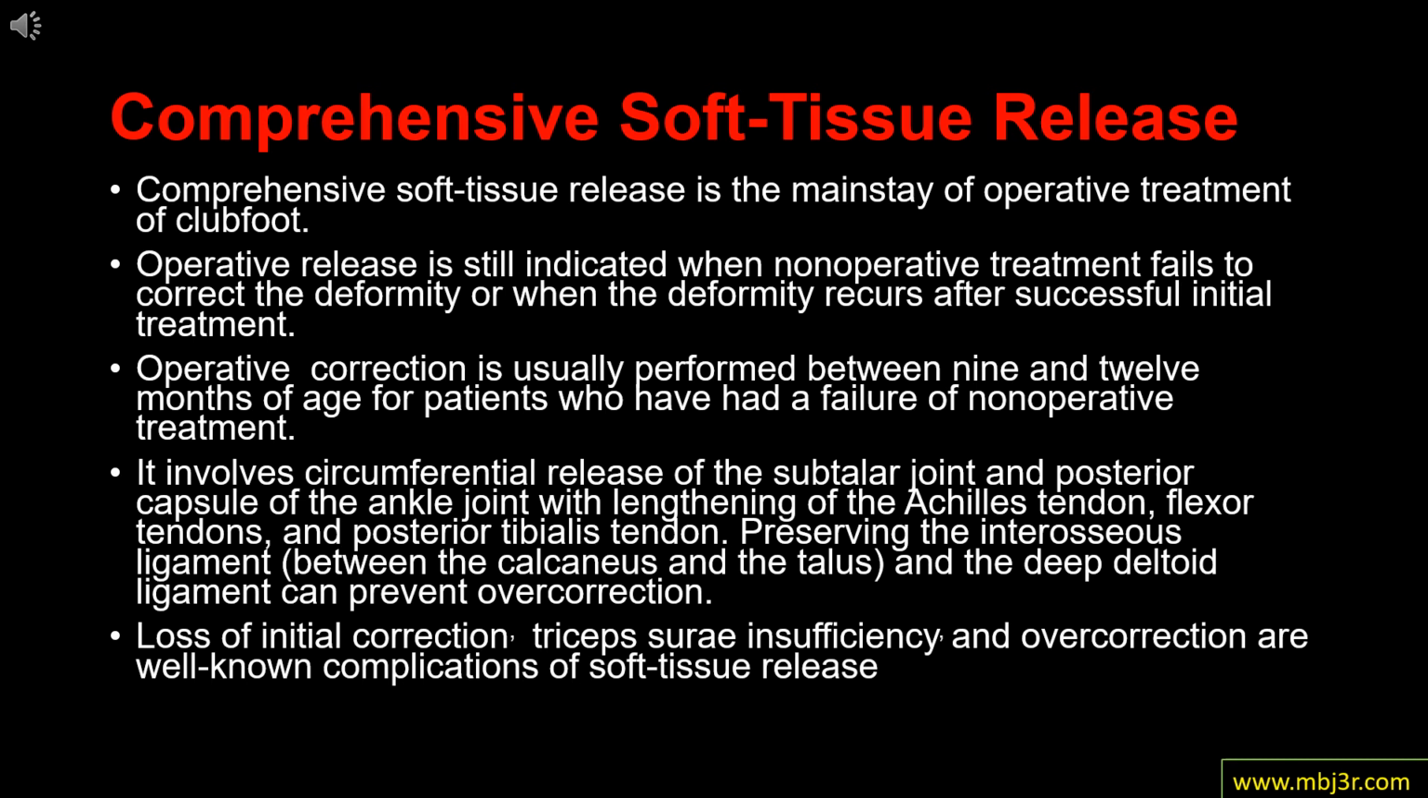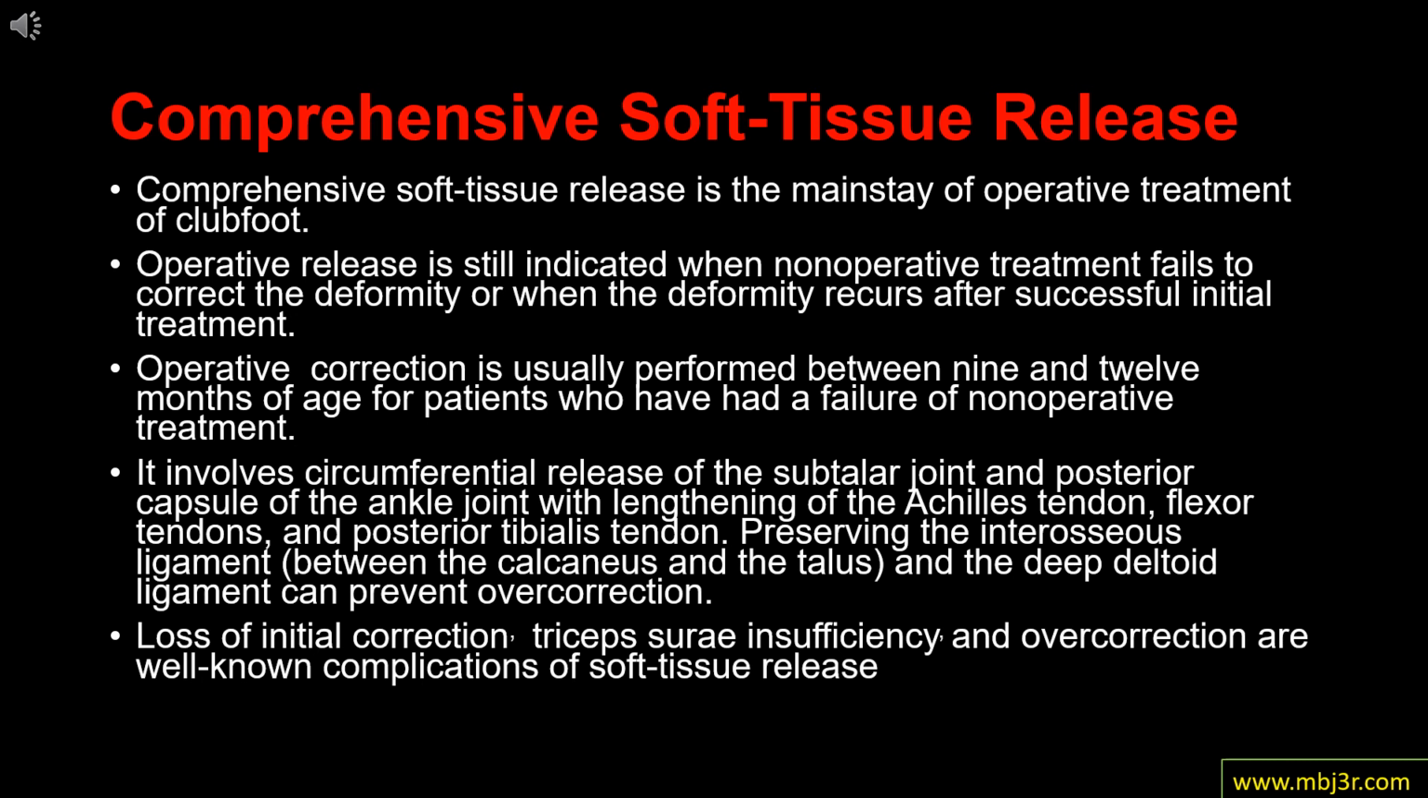Operative release is still indicated when non-operative treatment fails to correct the deformity or when the deformity recurs after successful initial treatment. Operative correction is usually performed between 9 and 12 months of age for patients who had a failure of non-operative treatment. The surgery involves circumferential release of the subtalar joint and posterior capsule of the ankle joint, with lengthening of the Achilles tendon.